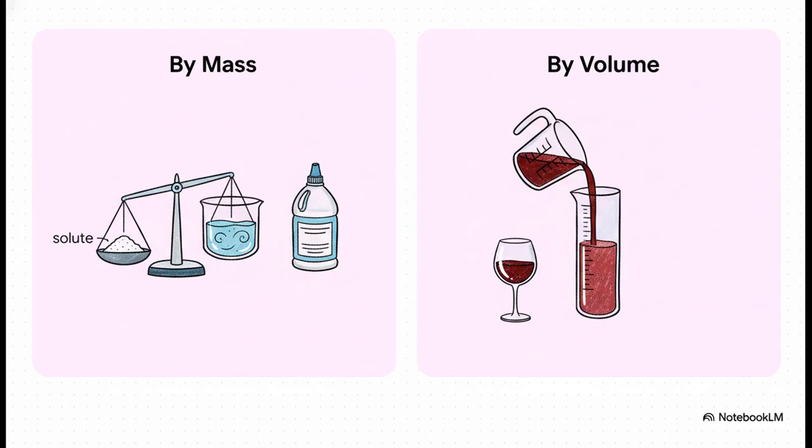So let's just put these two side by side for a second. On one side, you've got mass percentage, which is perfect when you have a solid, like bleach powder, dissolved in a liquid. And on the other, you have volume percentage, the standard for any liquid in liquid solution, like the alcohol in wine or, of course, our rubbing alcohol. Two different tools for two different jobs.